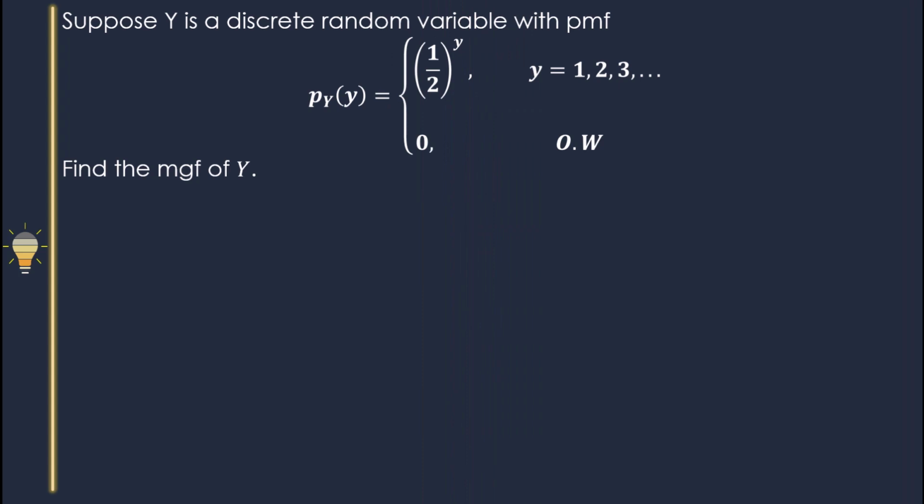The probability mass function of Y is given. This is a discrete random variable. Y values are from 1 to infinity. Find the moment generating function of Y.